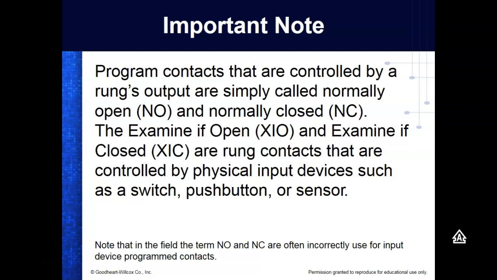Program contacts that are controlled by the rung's output are simply called normally open and normally closed contacts. The examine if open and examine if closed are rung contacts that are controlled by physical input devices such as switches, push buttons, and sensors. So anything that I connect to an input port, we're going to have to deal with these instructions. If it's a contact on a relay, it doesn't make any difference. We can call it normally open and normally closed, but you've got to understand the difference. That could cause big problems, and I'll show you all that.